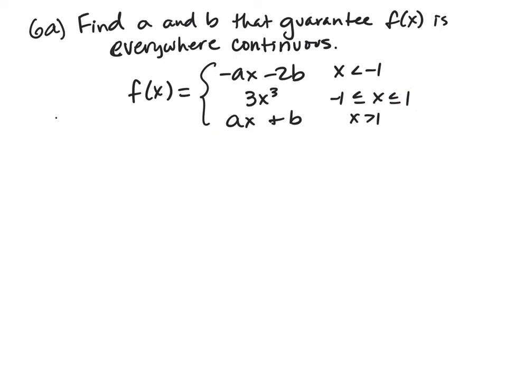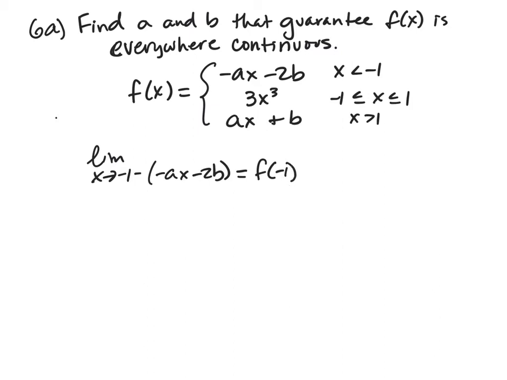So what we need to do is take a look at the limit of f of x as x approaches -1 from the left. All right, and as x is approaching -1 from the left, that means we want x values smaller than -1, so we would use this function definition. So we need the limit as x approaches -1 from the left of negative ax minus 2b. We need that to be equal to the value of the function at -1. We need that to be equal to f of -1.